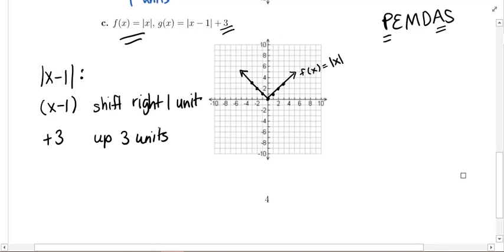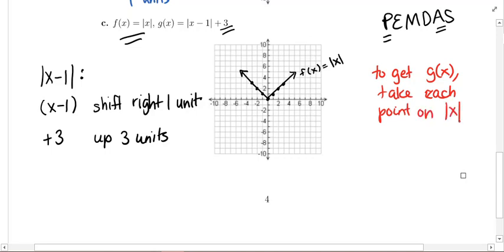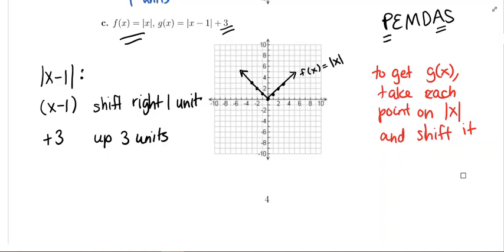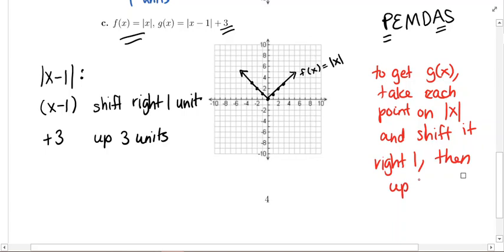So what we're going to do is take each point on the absolute value graph and shift it right 1 unit and then up 3 units. So I'm going to write that here. To get g of x, take each point on the absolute value graph and shift it right 1 unit, so right 1, then up 3. That will give you your new transformed graph.